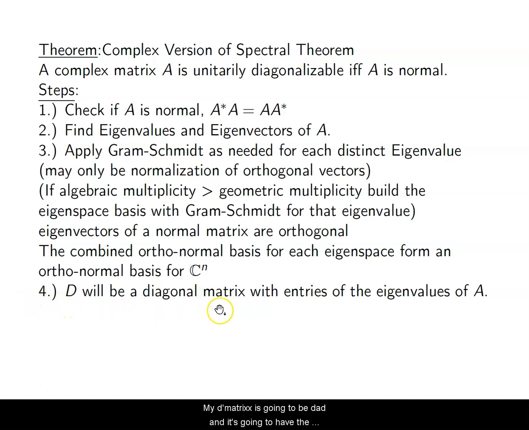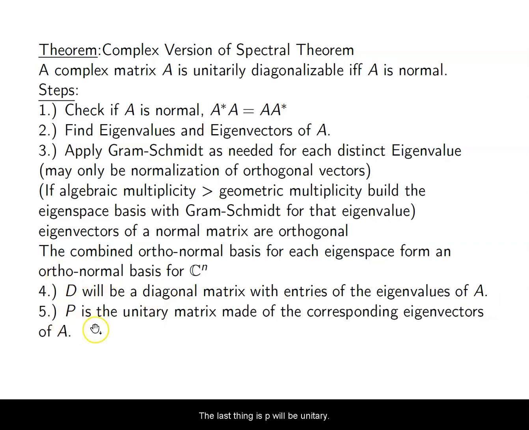My D matrix is going to be diagonal, and it's going to have the entries of the eigenvalues of A, right? So same thing from before. And the last thing is P will be unitary, and it'll be made of the corresponding eigenvectors of A to these eigenvalues from D, right? So again, forming D and P there's really nothing different except that you have complex values.